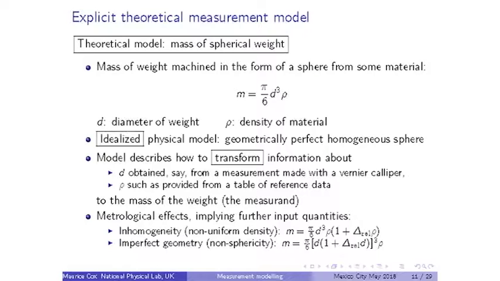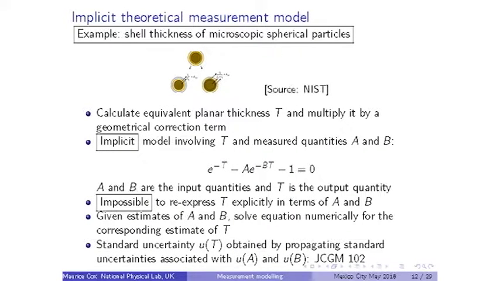But there are metrological effects. We might have imperfect geometry. We have to account for that imperfect geometry. We might have inhomogeneity. We should account for that. And we can account for that effect using correction factors in our model as indicated there. Often these correction factors are as important as any uncertainty on the diameter and the density. I mentioned implicit measurement models where we're unable to write down the measurand explicitly as a function of the input quantities.